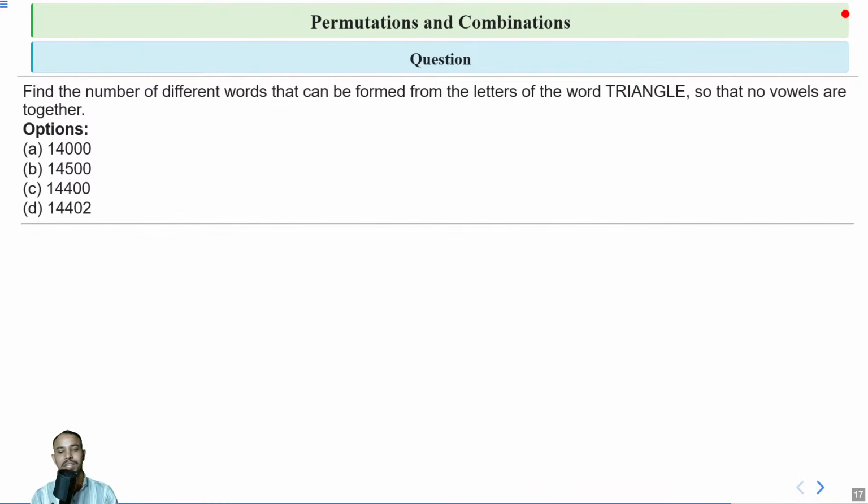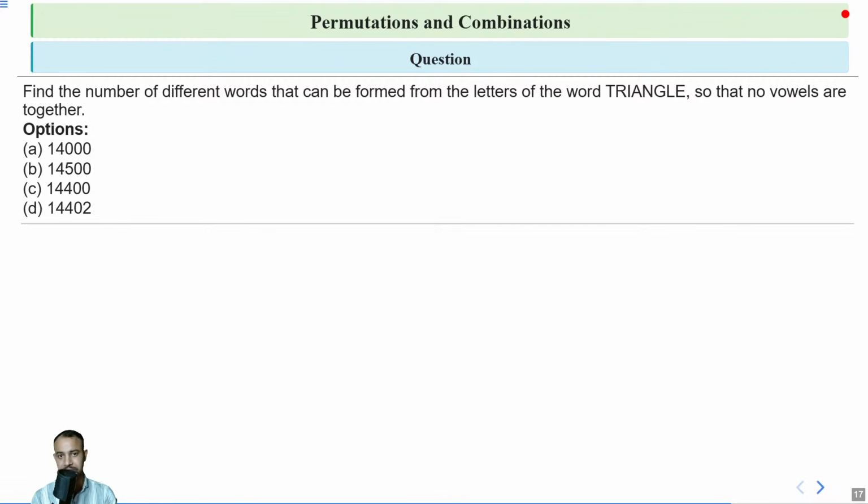In this question we have the word TRIANGLE. Okay, and here we are given the condition that no vowels are together, and we have to find the number of different words that can be formed from the letters of the word TRIANGLE so that no vowels are together. We are given 4 options, so you have to choose the correct answer. So everyone try it by yourself and then see the solution.